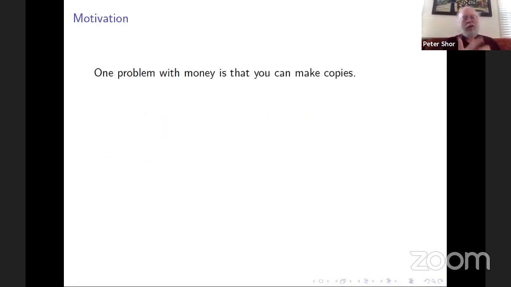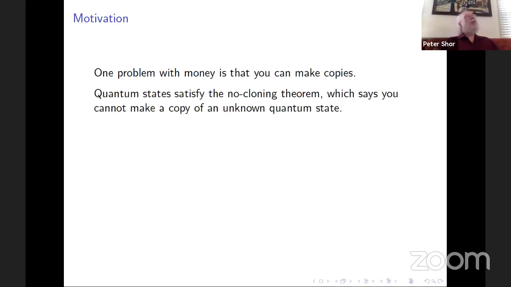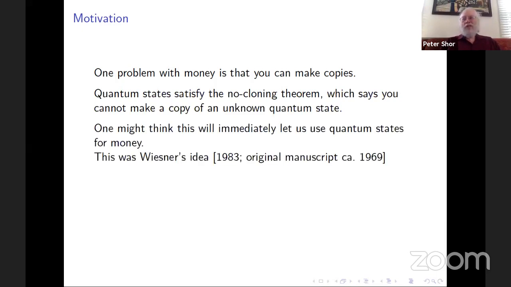Okay, so what is the problem with money? The problem with money is that you can counterfeit it. And suppose you want to make money purely digital and you don't want any interaction. Well, that's absolutely impossible. But quantum states satisfy the no cloning theorem, which says you cannot make a copy of an unknown quantum state. So maybe you can use quantum states for money. And this was Wiesner's idea.